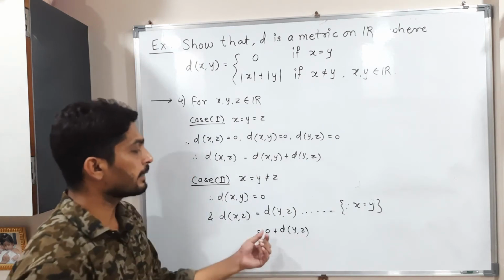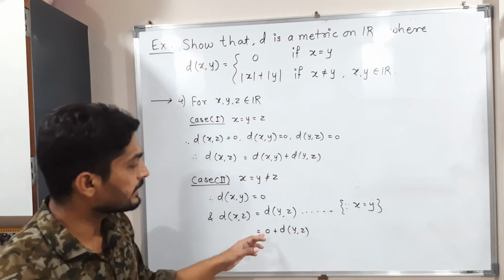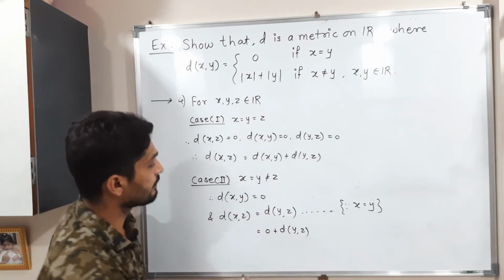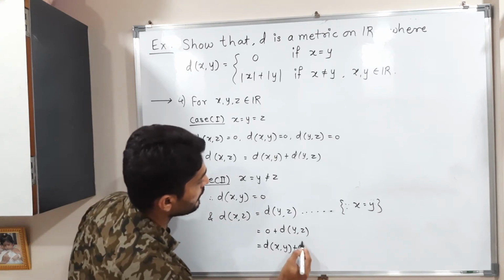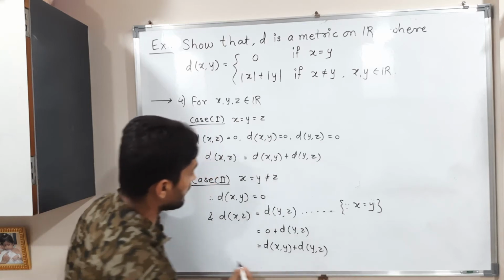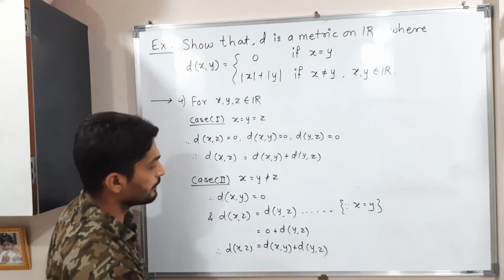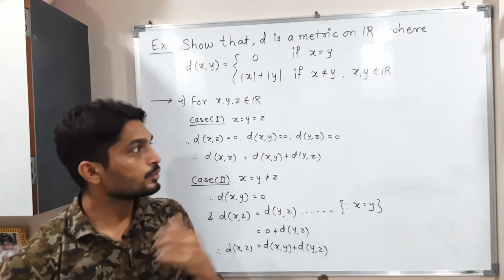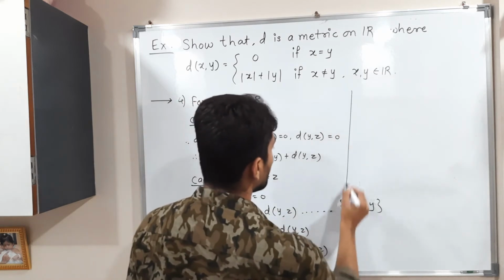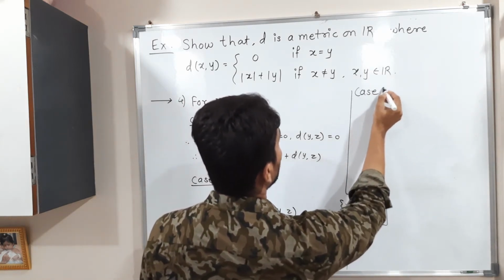Maybe you will think that I am adding 0. If you add 0, you have the same thing. So why am I adding 0? Since 0 is the value of d of xy. So this is equal to d of xy plus d of yz. Therefore d of xz, the left hand side, is equal to d of xy plus d of yz. That means again we get equality. So let us go for the third case. What will be the third case? Case number 3.